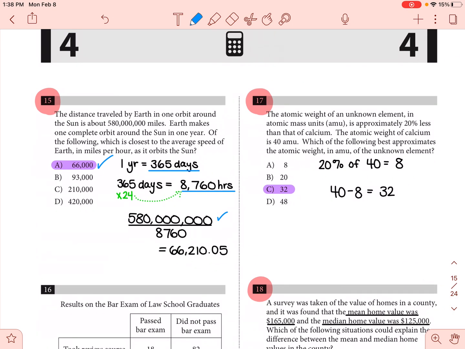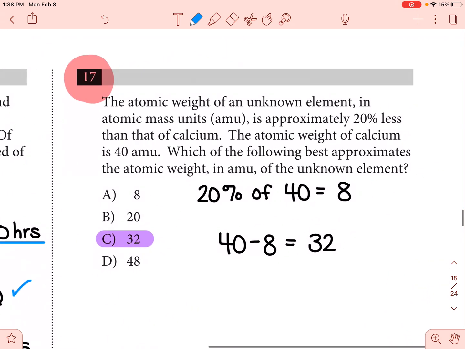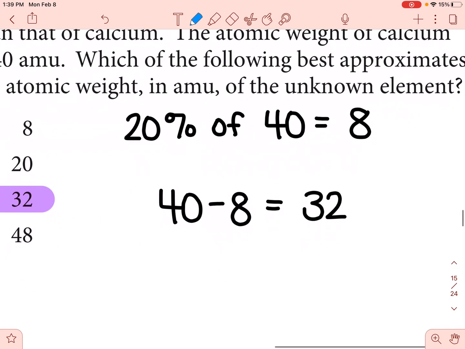The next number we're going to do is number 17. In number 17, it says the atomic weight of an unknown element in atomic mass units is approximately 20% less than that of calcium. The atomic weight of calcium is 40. So here's the deal. 20% less means this. We need to find 20% of that number. So 20% of 40 is 8.